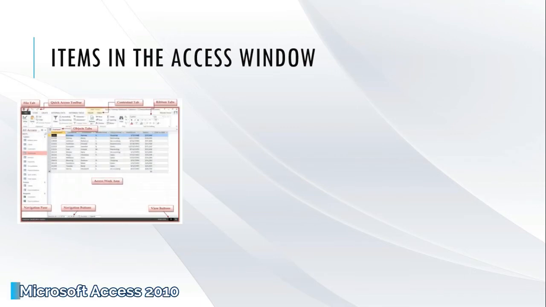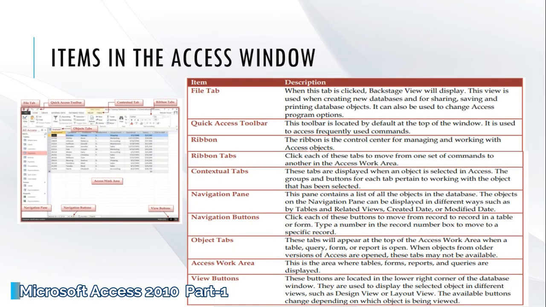So the items in this Access window are, you can see this table. The first item is the File tab, and this File tab is used to view an existing file, or if I have to create a new database, I have to go to this File tab and select the New option. This tab is also used for sharing, saving, as well as printing the database object. It also helps to change the Access program options.